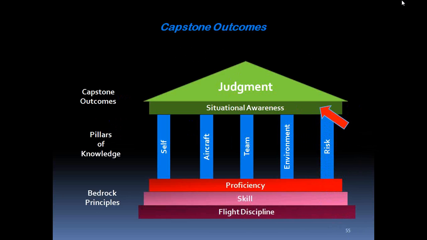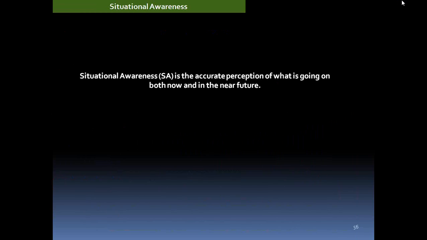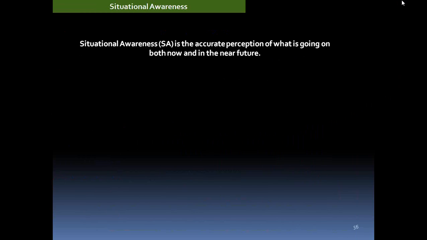All right, finally, let's take a look at the Capstone outcomes. Situational awareness is the first one. Situational awareness, which we refer to as SA frequently, is the accurate perception of what is going on both now and in the near future.